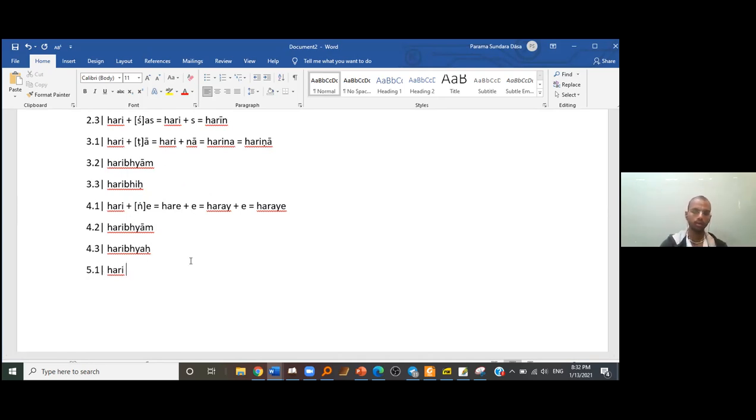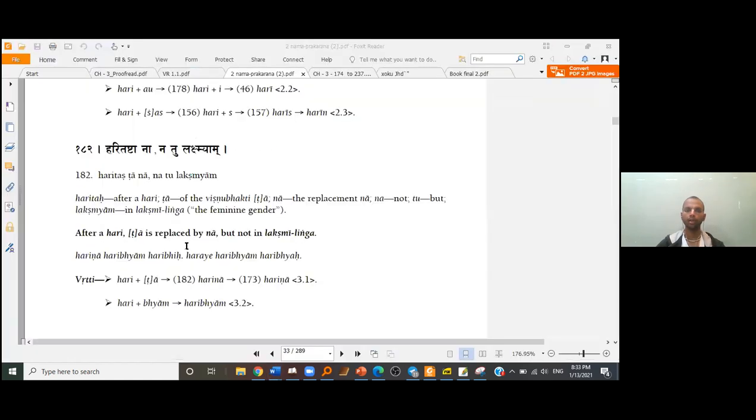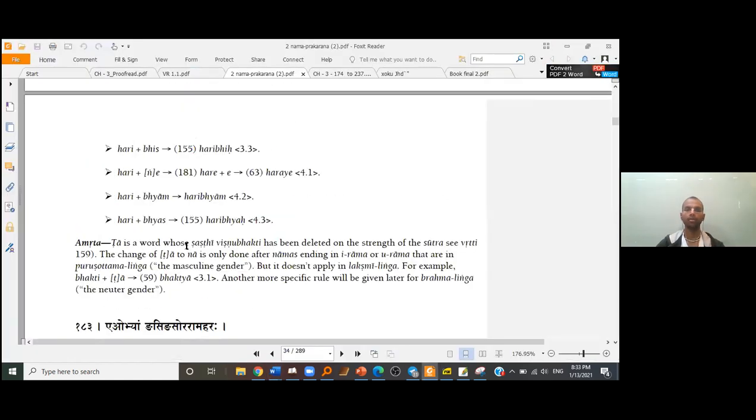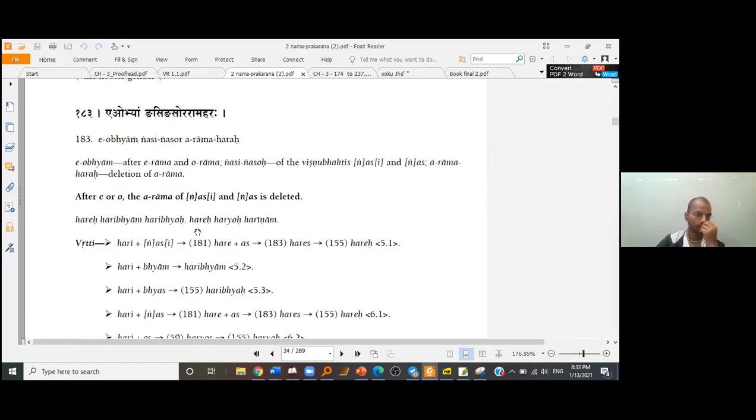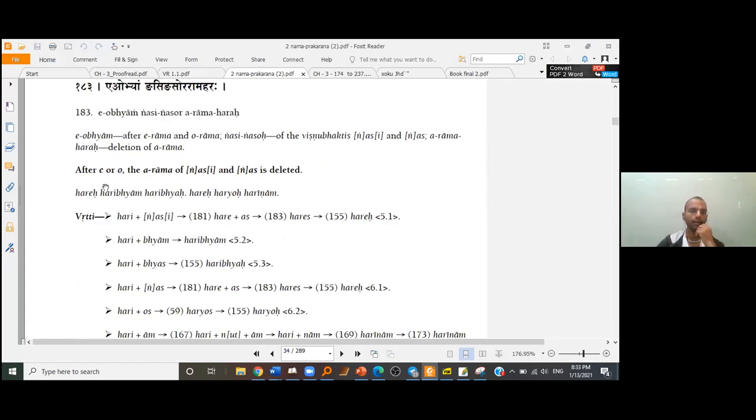5.1 is Hari Yukta Masi. Harir Govindo Jasi Vrishnu Shubhuddhicha again. Now there is one sutra here. Ayobhyam asya hara Vishnu padante. Ayobhyam nasing asura Rama hara. After A or O, the Rama of Nasi and Nas is deleted.